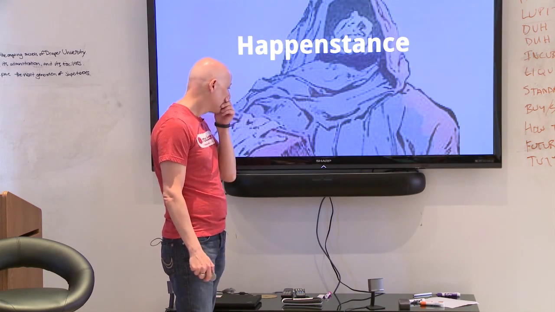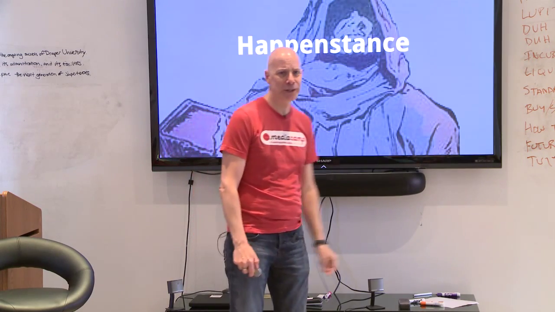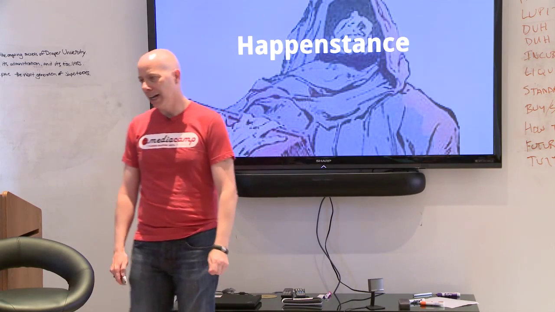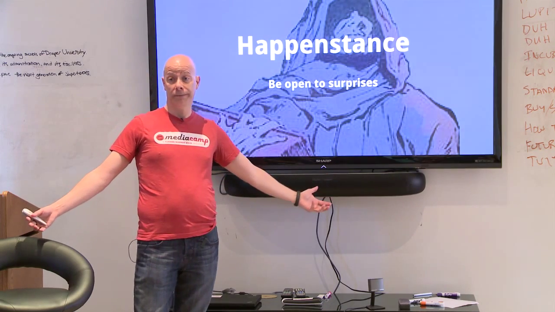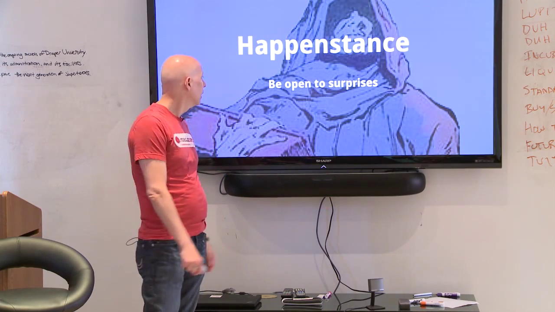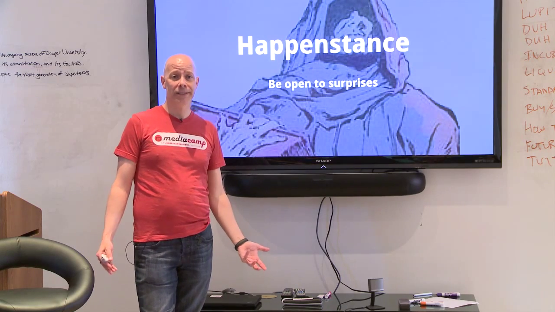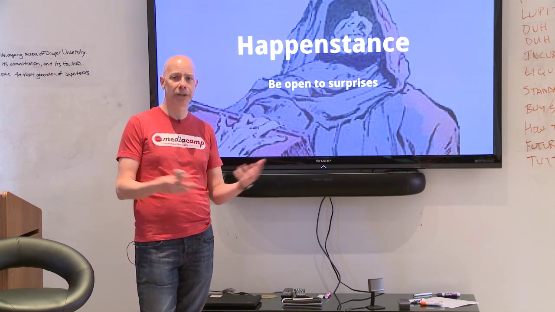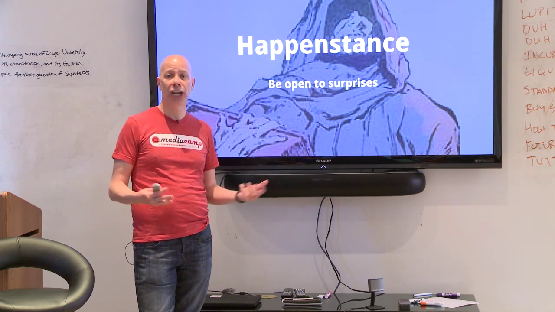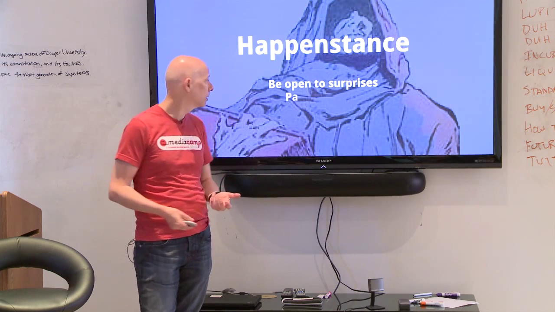Happenstance. I use happenstance because serendipity has been stolen by somebody. I think happenstance in product design is critical, because you've got to be open to surprises. You have to be willing to accept that something from the outside is going to affect what you're doing and may change your direction of what you're trying to accomplish.